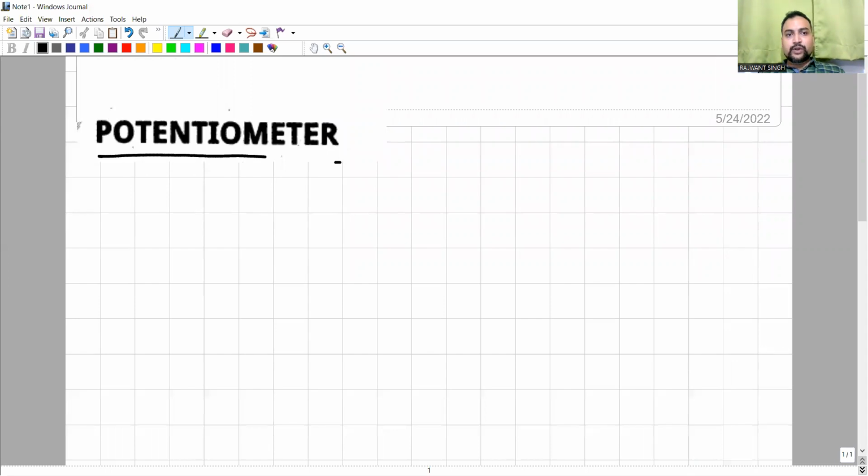So this topic name is potentiometer. Now, what is a potentiometer? It's a very important topic with respect to all your competitive exams.